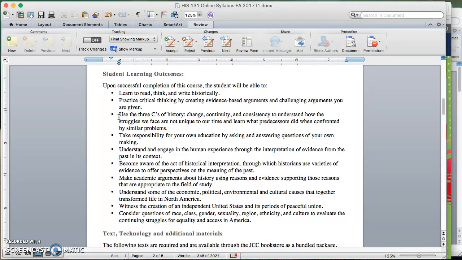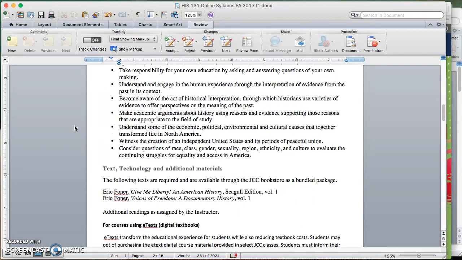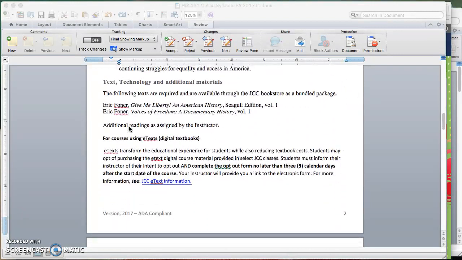We're going to use the 3 C's, as I call them. Talk about change, continuity, and consistency. Change, obviously, things change over time. Continuity, things continue, so sometimes they don't really change. And consistency, to understand how the struggles we face are not unique to our time. Now, again, take responsibility for your own education as well. Ask and answer questions of your own making. We're going to do that. So lots of great things that we will do. And just some more student learning outcomes you can read through.